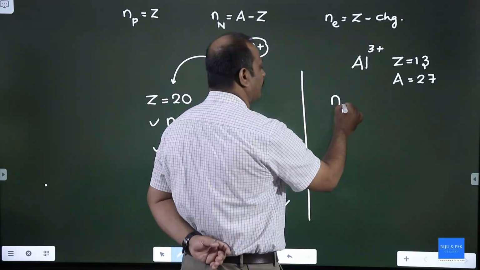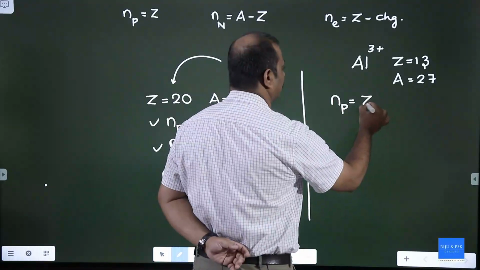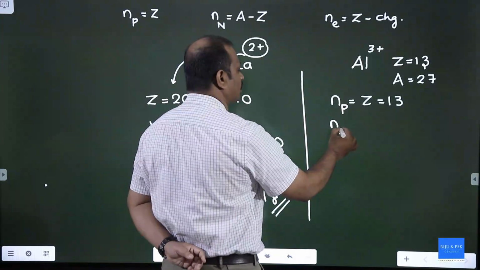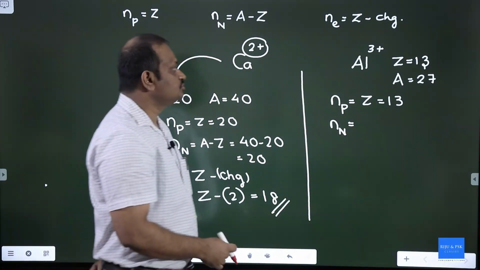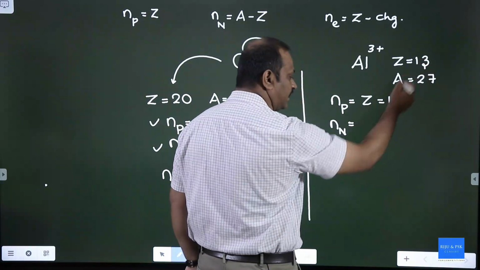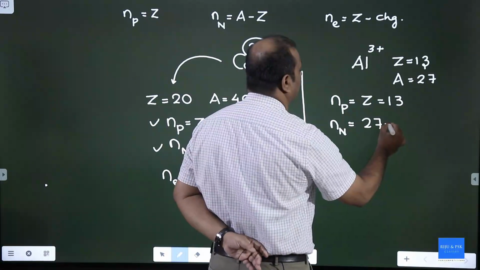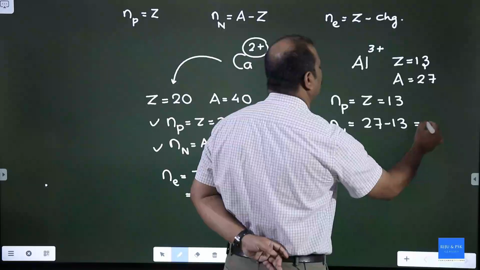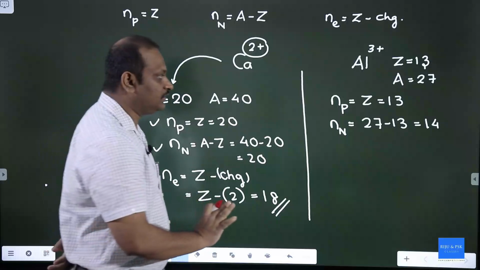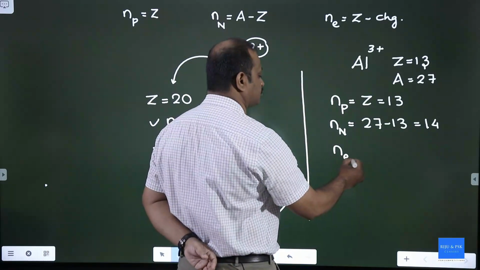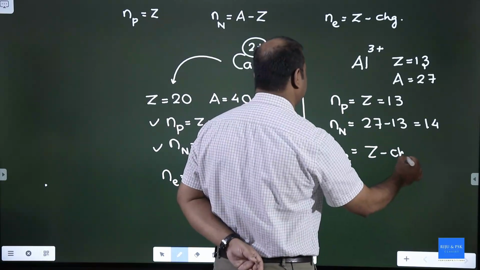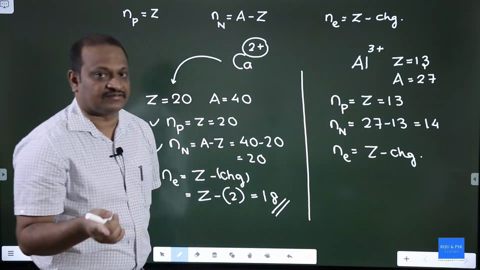Number of protons is equal to the atomic number, which is 13. Similarly, the number of neutrons is A minus Z. A is given already as 27 and Z is 13. So I can write 27 minus 13 is equal to 14. But the important thing we need to mind is the number of electrons. Number of electrons is equal to Z minus charge, isn't it?